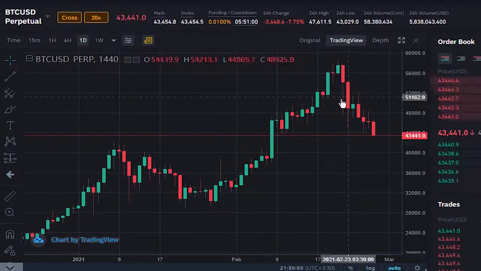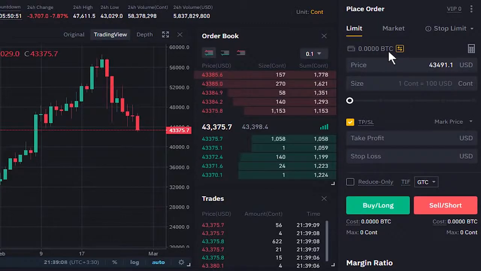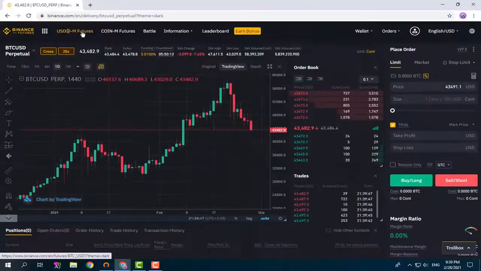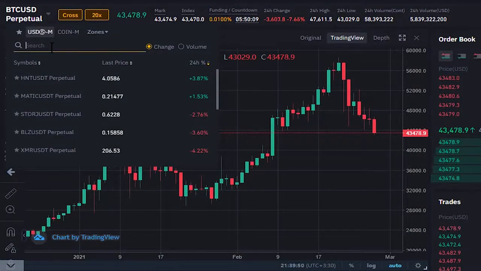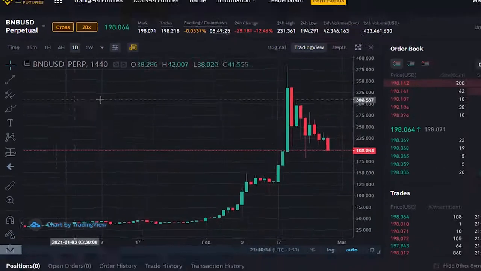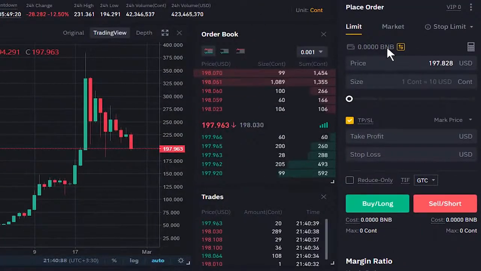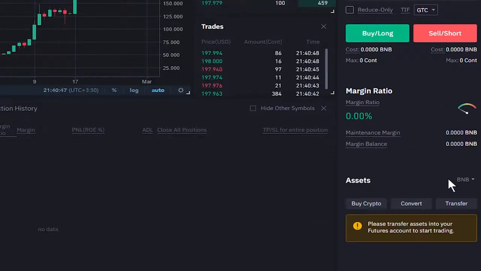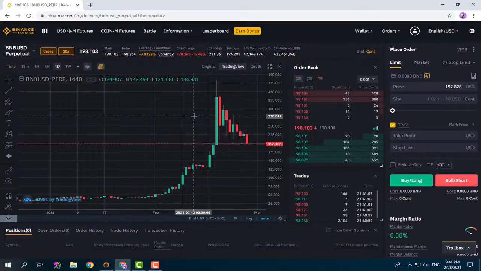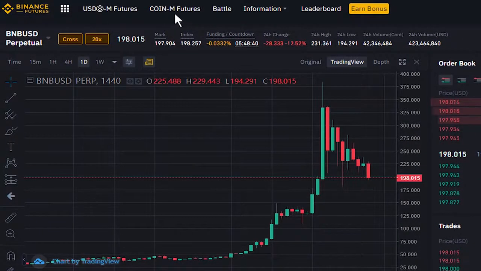And for this contract, you can see here that we need BTC to place buy or sell orders because this is a coin margin future contract. For another example in coin margin futures, let's search BNB, Binance Coin. These are quarterly, and this is the perpetual one. And as you can see here, for trading this future contract, you need to have BNB in your future wallet. And here in the assets, you can see that BNB is selected. And your profit and loss will be denominated in BNB. So I think now you understand what's the difference between USDT margin futures and coin margin futures.